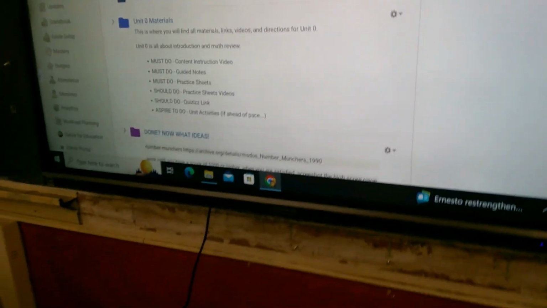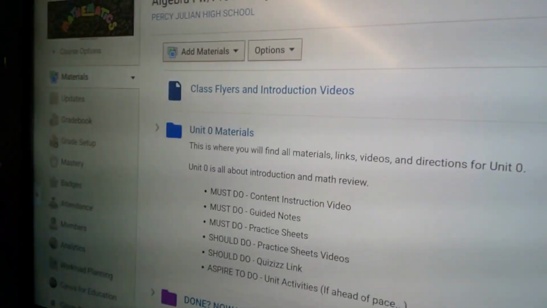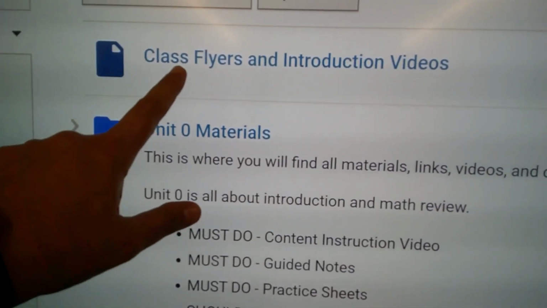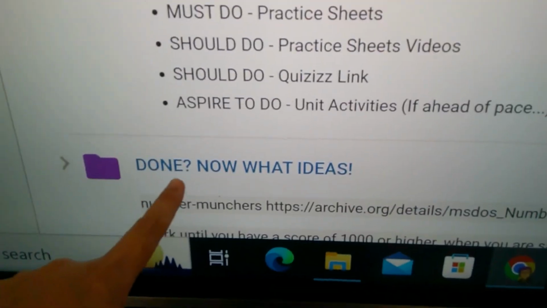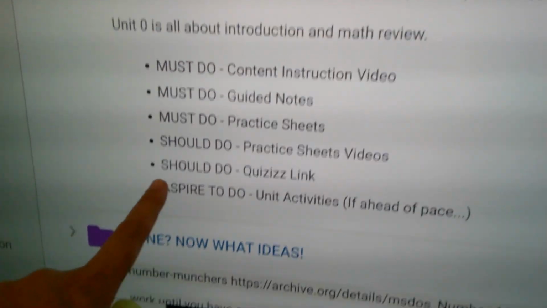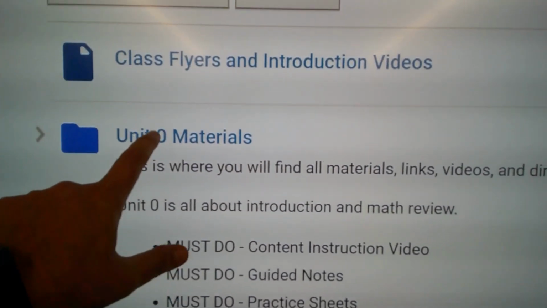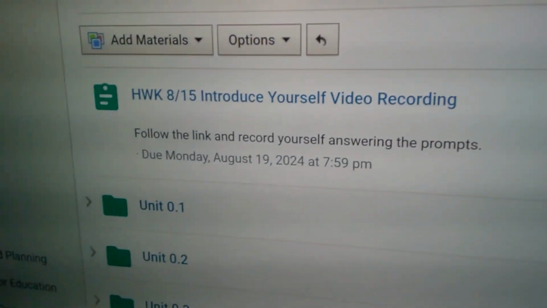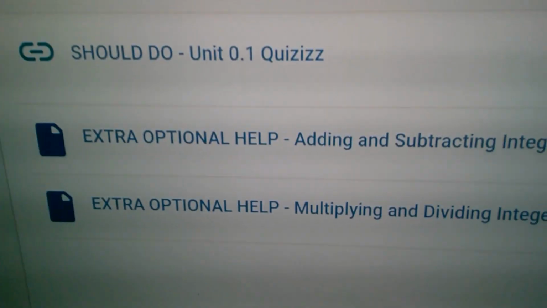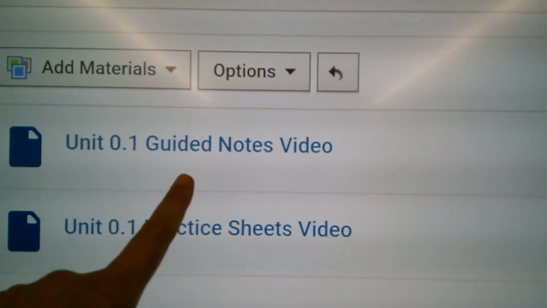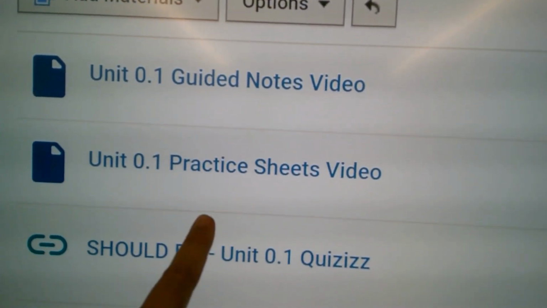Schoology. Some people say Schoolology. I don't like that. Alright, so as you can see, we're broken down into folders. Class flyers and introductions. Unit 0 material. I'm done early, now what? Alright, so you would go to Unit 0 materials. We're starting with Unit 0.1. Here's your guided notes video. Here's your practice sheets video.